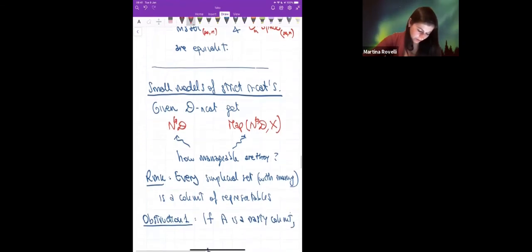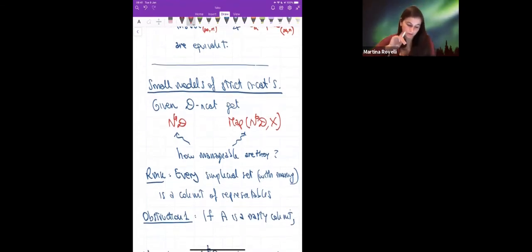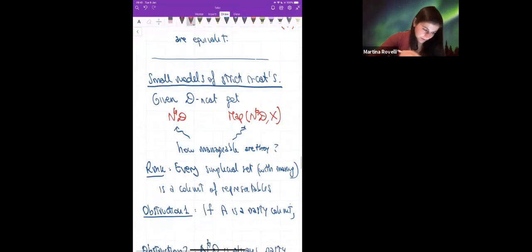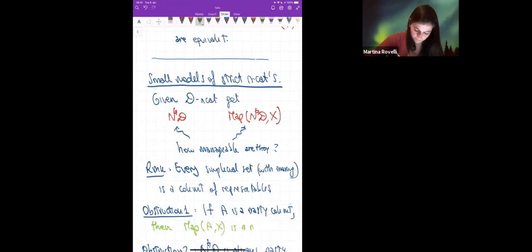So in particular, if some A is a nasty, huge, infinite colimit of representables, then one of the effects is that when I look at categories of diagrams, this is going to be a nasty limit. So that's one thing.